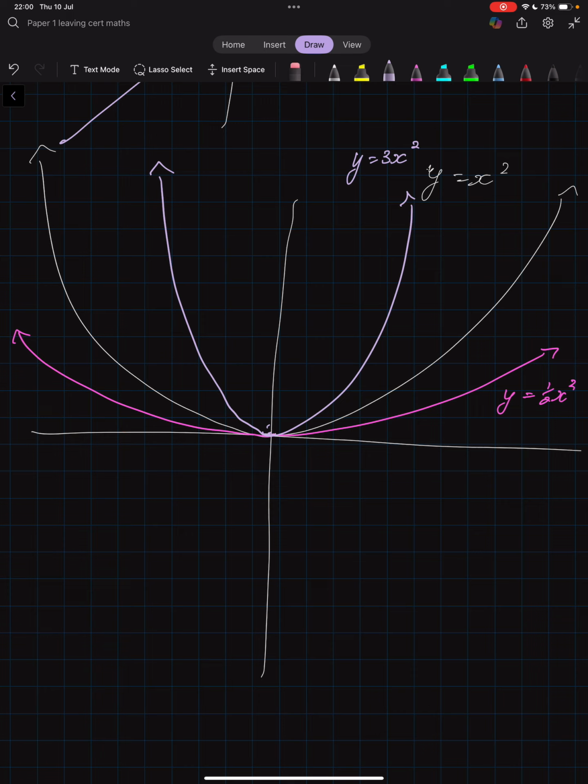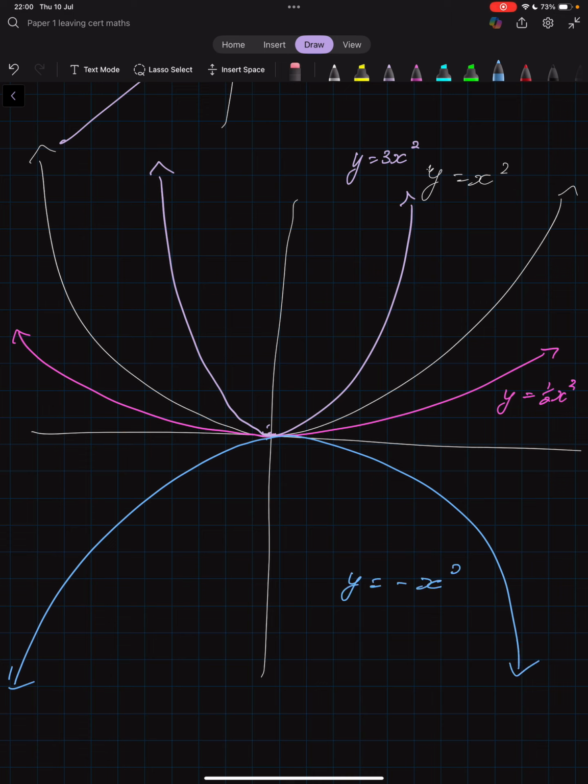And then let's say you multiply it by a minus, then it just flips the other way. So y equals minus x squared, just like that. If you multiply it by a minus, it just gets flipped from the top to the bottom, and from the bottom to the top.